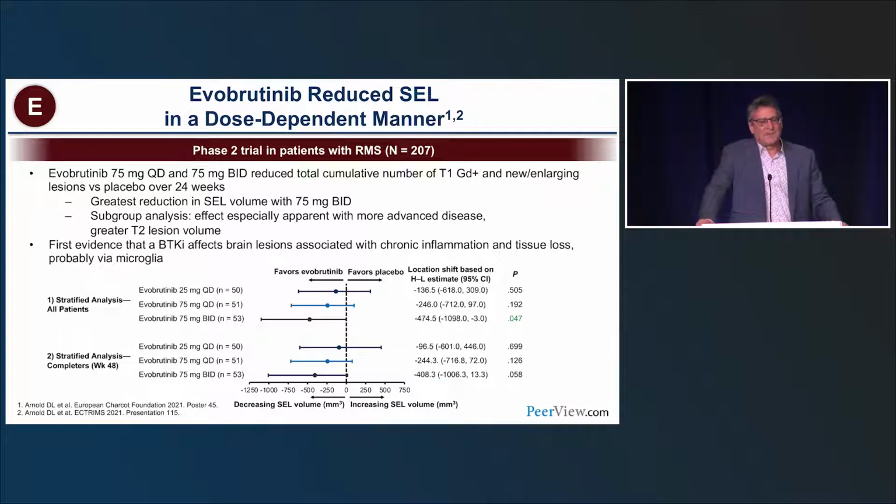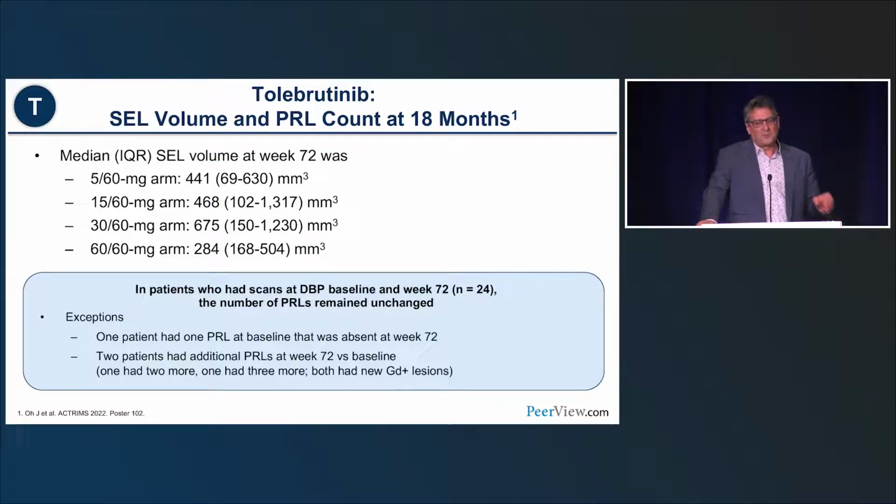So this is from the evobrutinib study, and there was a pattern, a trend towards reduced slowly expanding lesions at the targeted dose of 75 twice a day. So you can just see those classic lines versus placebo. So that's very encouraging. Again, we still want that clinical correlation to go with these things, of course.